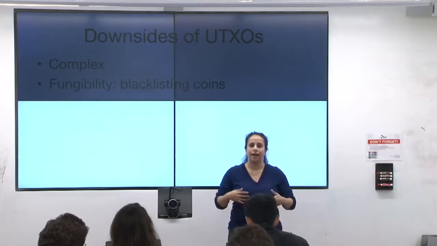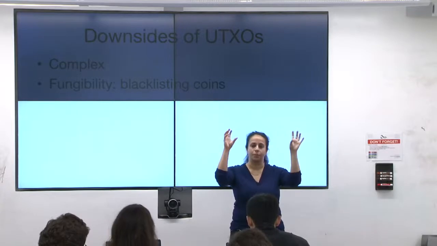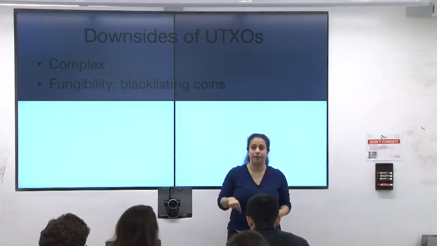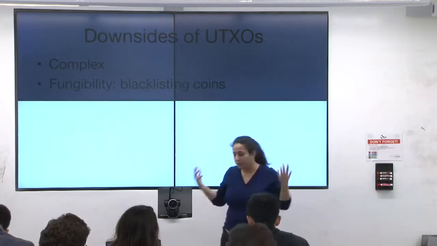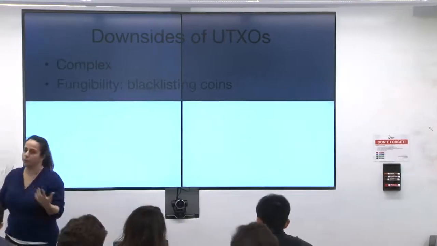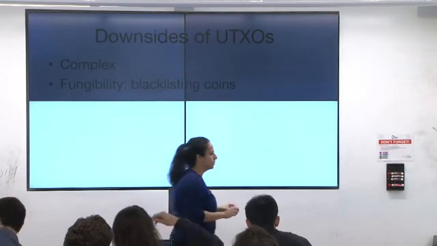So you don't accidentally lose some of your money because you're spending an output that has 100 Bitcoin, but you're only paying someone 1 Bitcoin. You better make sure you have that 99 Bitcoin output in there going back to you, right? So it just makes everything a little bit more complicated. You can't just spend the amount you want to spend. You have to find these outputs and combine them in the right way and figure all of this stuff out.